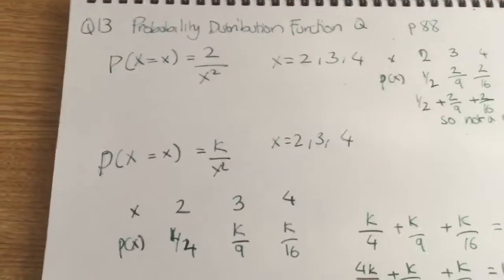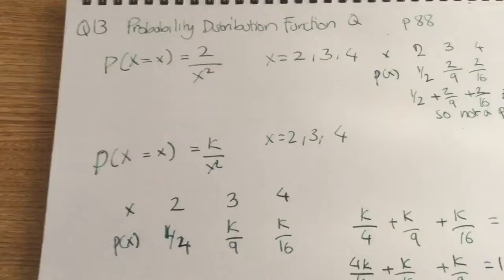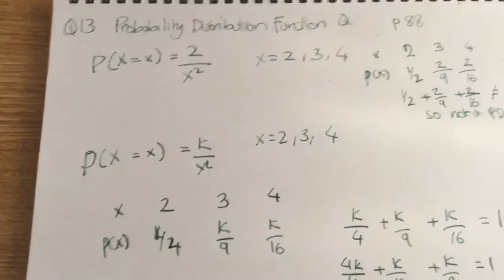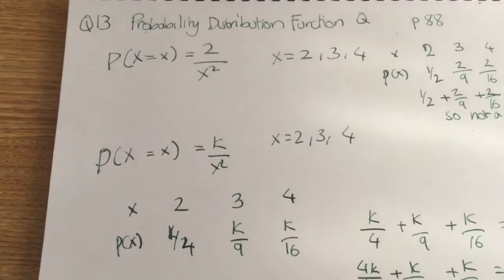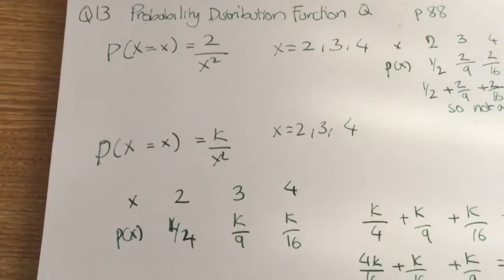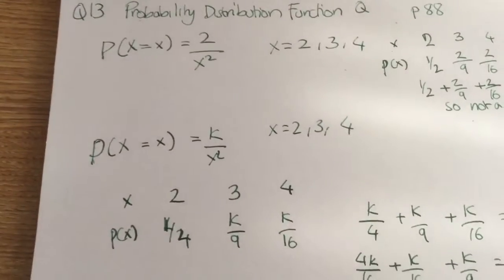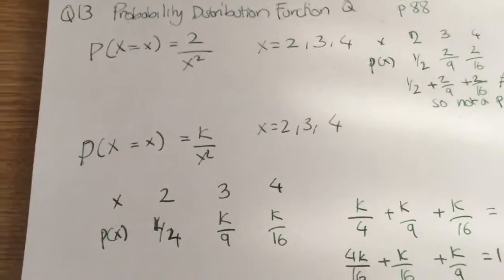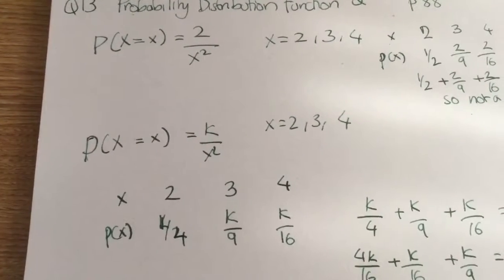So let's have a look at the particular question I have for you today. If you are following this and you have got your textbook to hand, it's question 13, page 88. We're talking about probability distribution function, and the question's in two parts. The first part is about Marie, and Marie says P(X = x) is 2 over x squared when x is 2, 3, or 4. And she says it's a probability distribution function, and the question is asking why is she wrong, and she is wrong, to be fair.